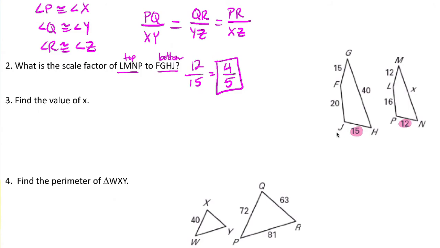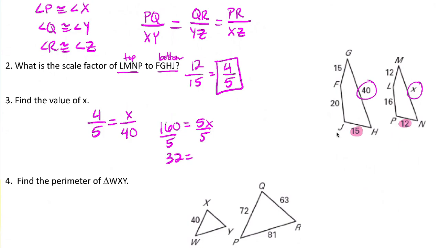In order to use the scale factor to identify a missing variable, we are missing X, which corresponds to the 40. You may set the scale factor equal to the ratio, and in this case, X is from L, M, N, P, and that was the top number, so we put that on top, 40 on the bottom, and we can use the scale factor to solve. To solve, we're going to multiply the cross products. 4 times 40 is 160, and then X times 5, and then divide by 5. That gives us 32 for our X value. So the value of X is 32.